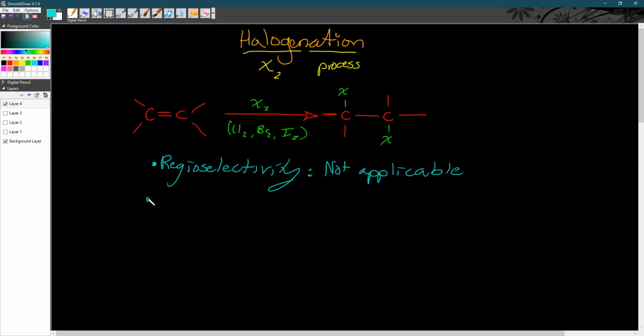The stereoselectivity, though, is very exact, and it is anti only, okay? So both of them are wedge dash or dash wedge, okay? And that relationship is fixed, all right?